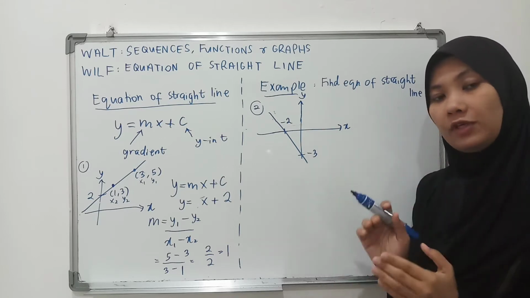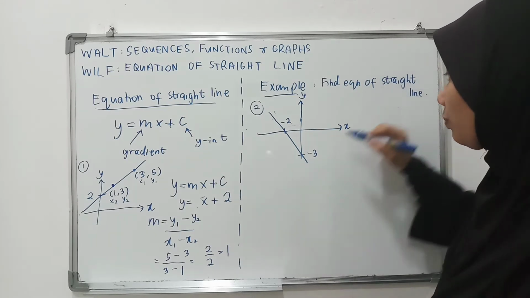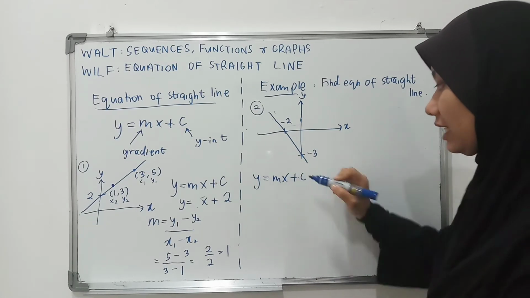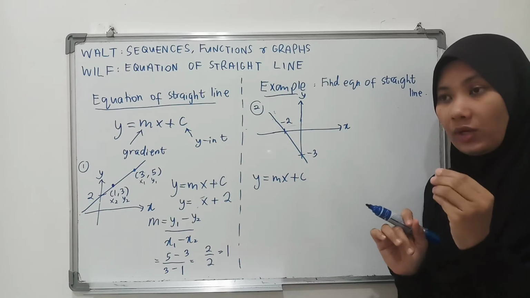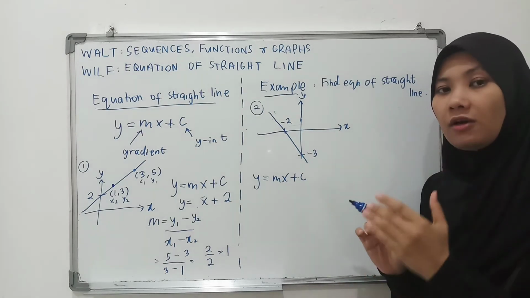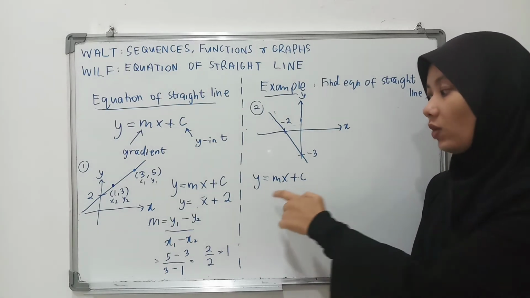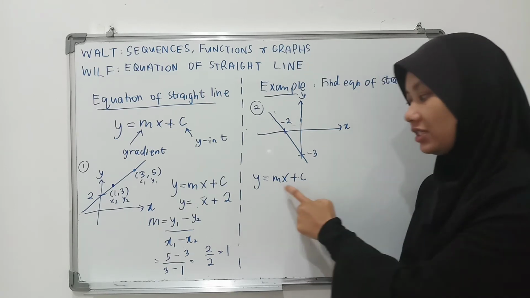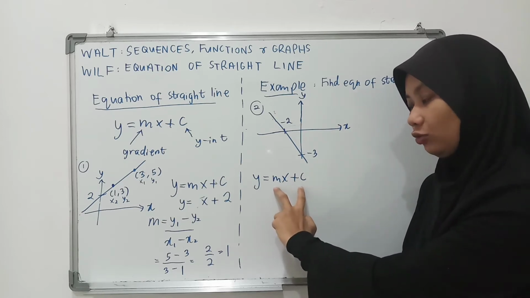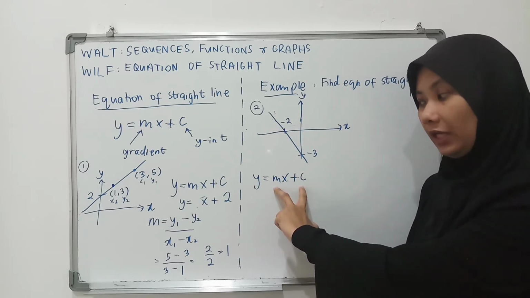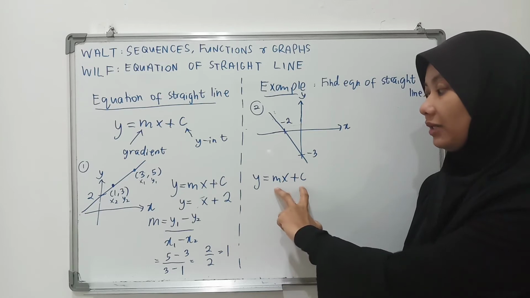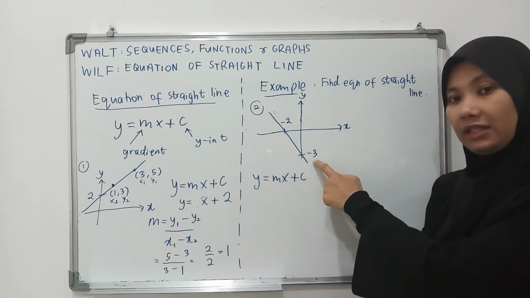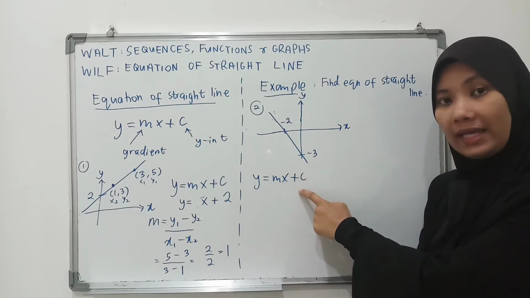Remember, when you want to give the equation of straight line, you need to write down y equals to mx plus c. When you read the question and they put down equation of straight line, straight away y equals to mx plus c, where you need to find the value of m and the value of c. You need to key in those two values into the equation. Now, can you tell me what is the value of c? Is it -2 or -3? Remember, c is the y-intercept.